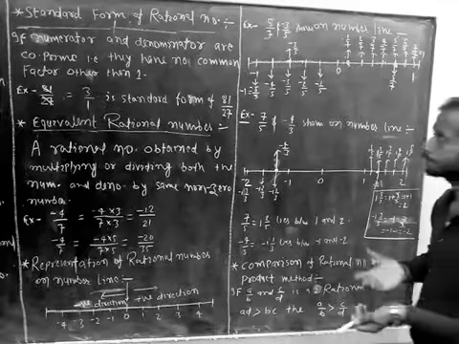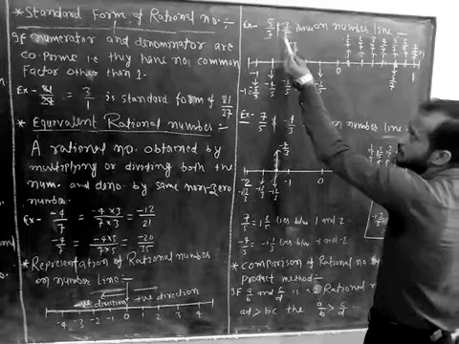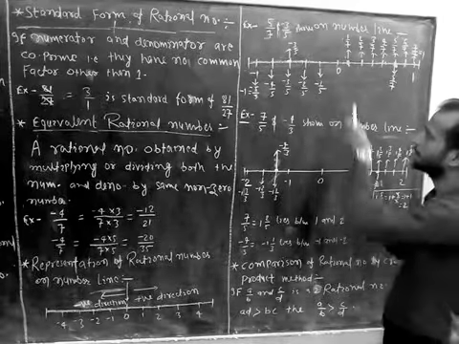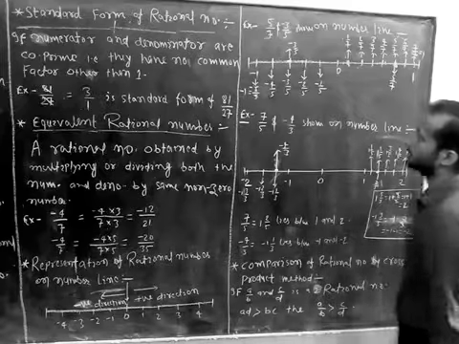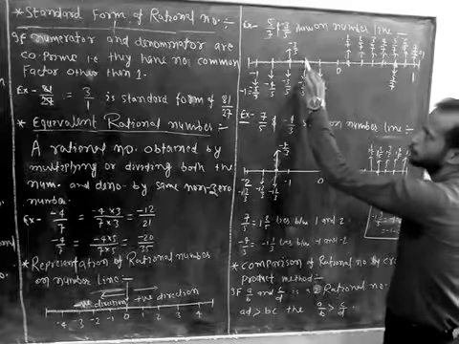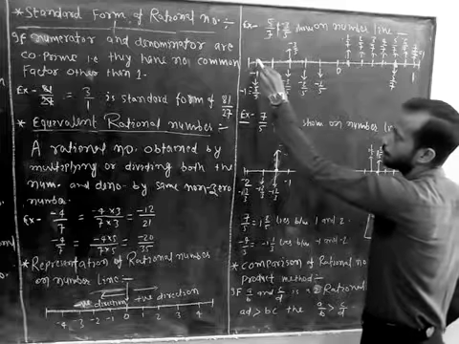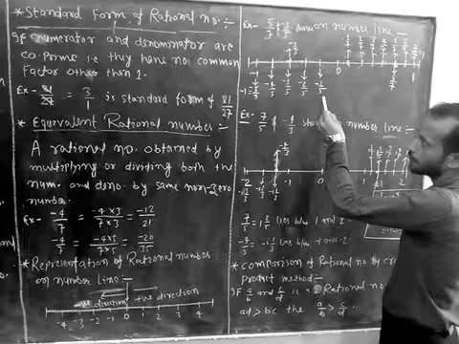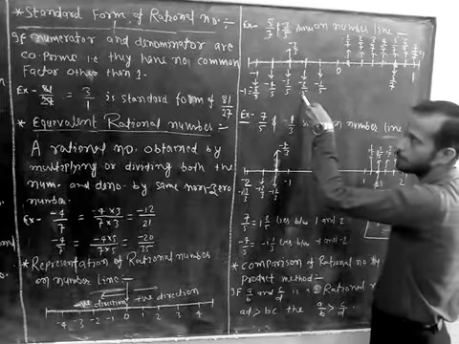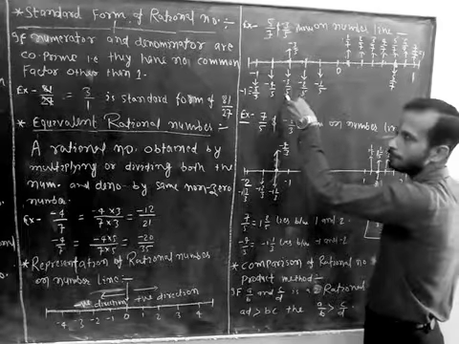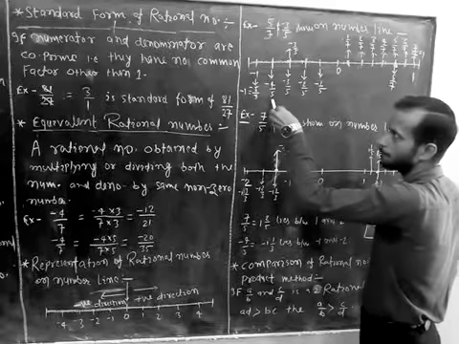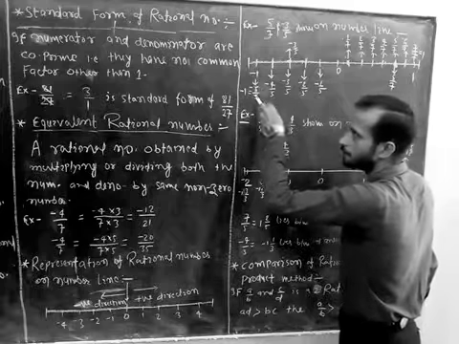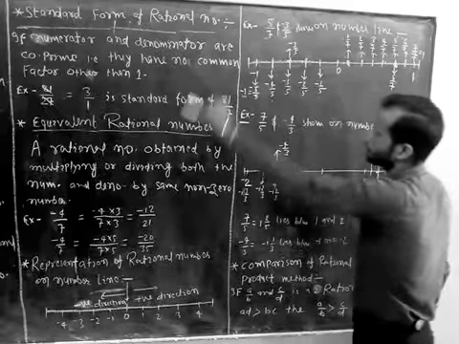But where? The denominator is 5, so take 5 points between 0 and minus 1: 1, 2, 3, 4 and 5. First point minus 1 by 5, second point minus 2 by 5, third point minus 3 by 5, fourth point minus 4 by 5, and last point minus 5 by 5. And minus 5 by 5 is equal to minus 1.